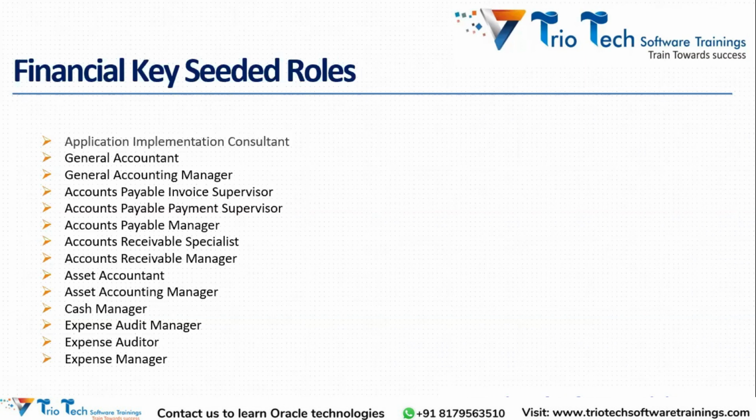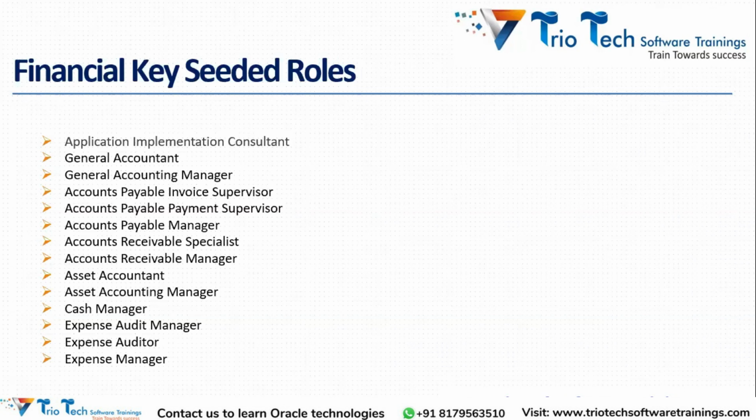IT security person should have access to the IT security manager role, and similarly the application implementation consultant role, because he might have to work on certain setups of the application. So he will be provided with those. He will not be provided with the general accounting or general accounting manager or accounts payable invoice supervisor roles. These roles will not be provided to the IT security person. Why? Because he is not supposed to meddle with the business transactions.